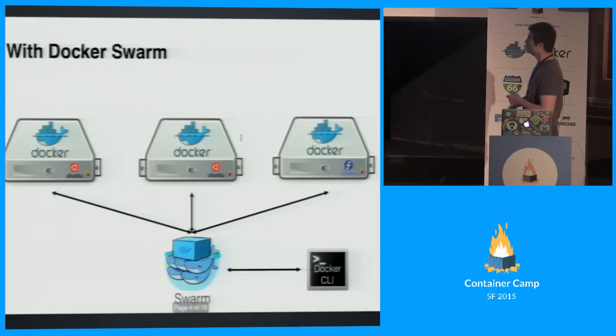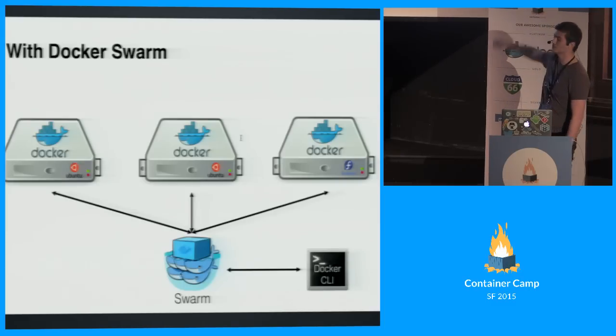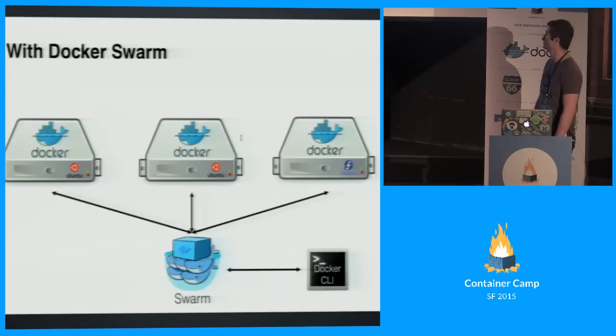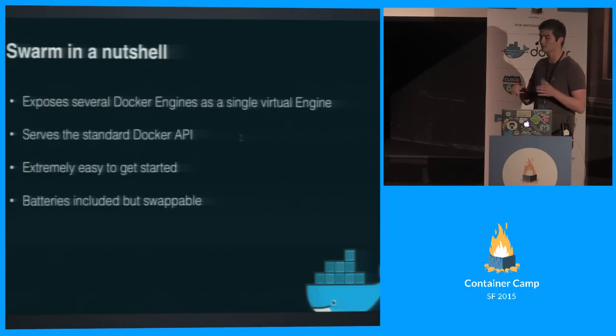Well, Swarm, you can see it as mostly like a proxy. So it's between your Docker engines and your CLI. We picture here a CLI, but it could be any tool that actually speaks the Docker API. So if you have a CI system or some tools you wrote on top of the Docker API, they're going to work as well.